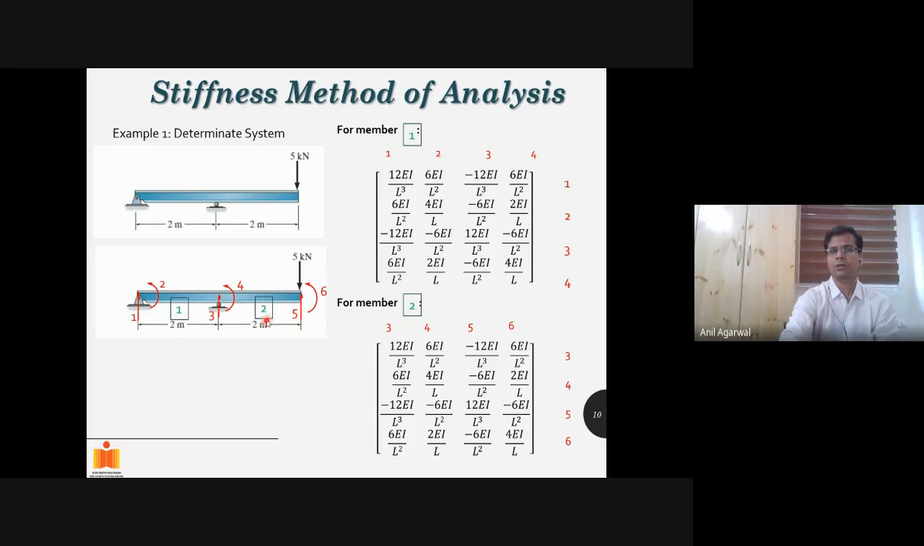Member 1 is marked here, member 2 is marked here. Both members are 2 meters in length. And the force of 5 kilonewton is acting here. This force is unknown.